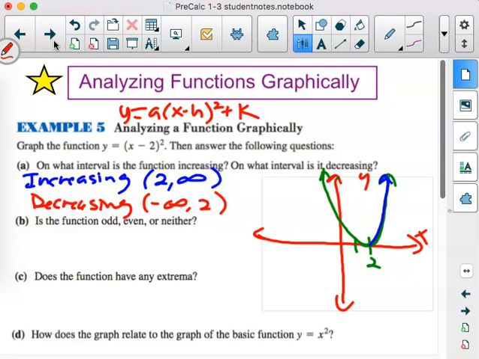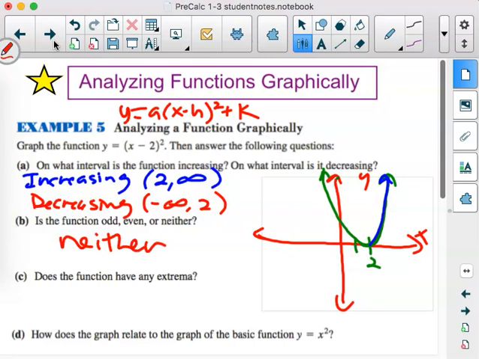B says, are we looking at odd, even, or neither? What do you think? Does it have symmetry with the y-axis? Is it even? If we take this and go 180 degrees about the origin, would we get it back? Not the exact same figure. So this one is neither.